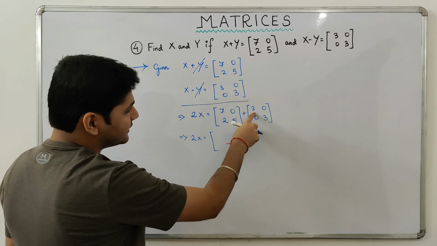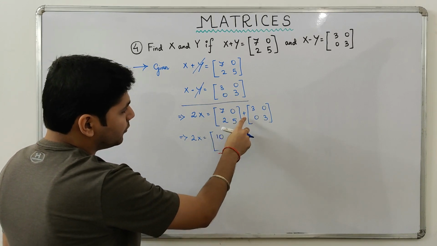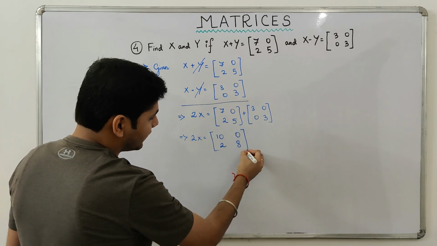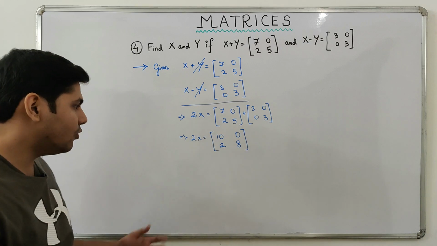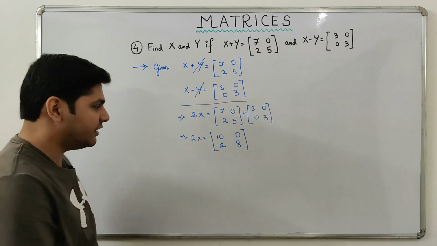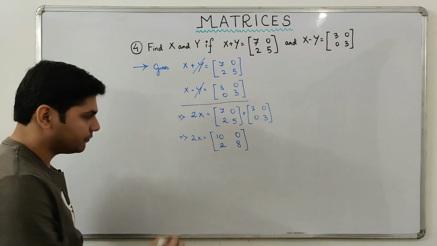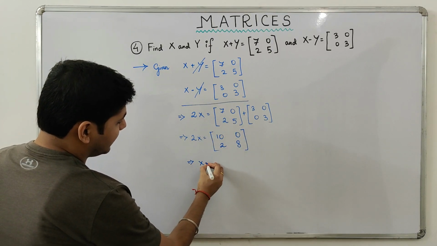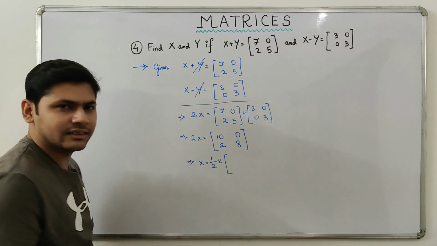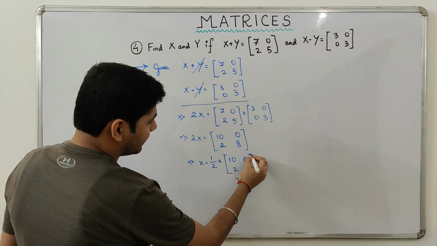So 7 plus 3, that's 10. 0 plus 0, that's 0. 2 plus 0, that's 2. And 5 plus 3, that's 8. Simple. Now over here we have 2x is equal to this matrix. To find the value of x, we will take 2 to this side, and it will become 1 by 2. So x is equal to half, that is 1 by 2 into this matrix. Simple. So 10, 0, 2, 8.